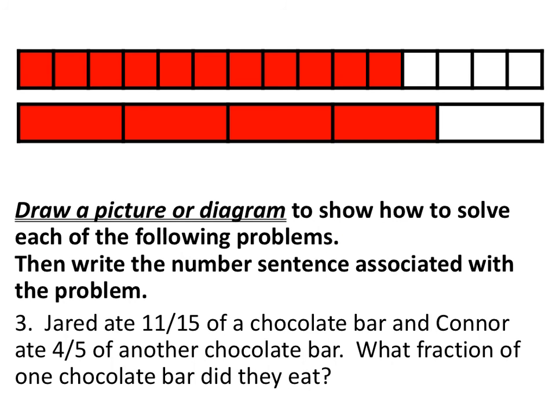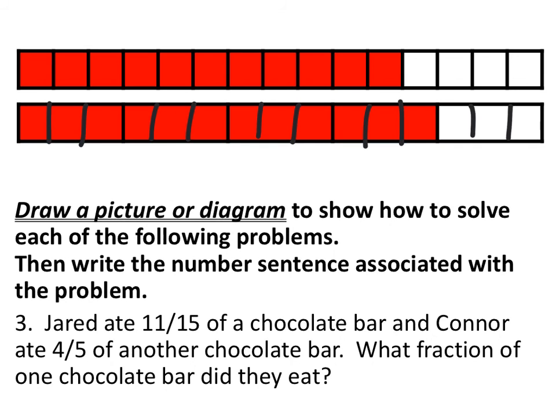All right, you guys, for this problem, we got Jared ate 11/15 of a chocolate bar, and Connor ate 4/5 of another chocolate bar. What fraction of one chocolate bar did they eat? So I'm going to use the diagram here above. And what I'd like to do first is just to split this up into equal parts, right? So I'm going to take each of these parts that this bottom chocolate bar was in and then make them the same size pieces that the one on top is, okay?